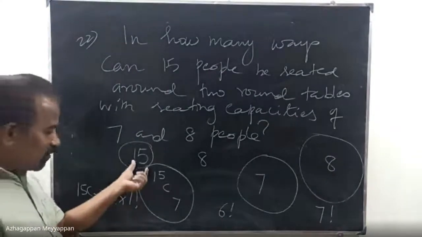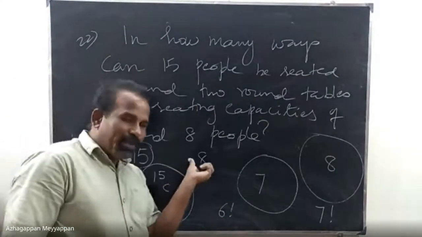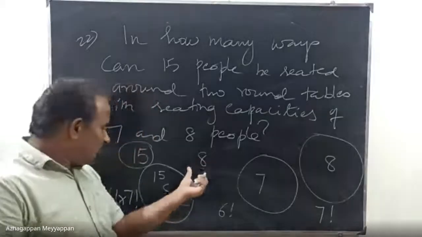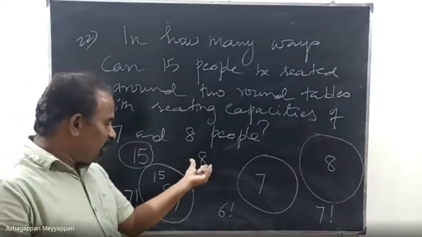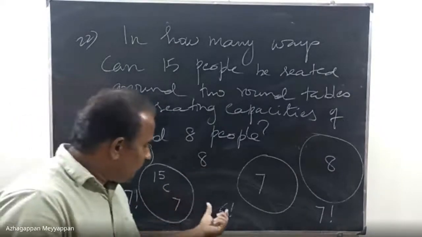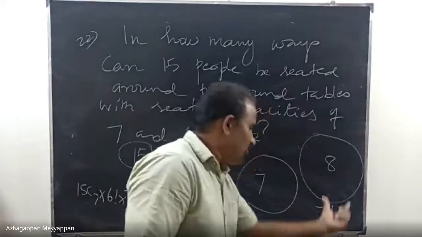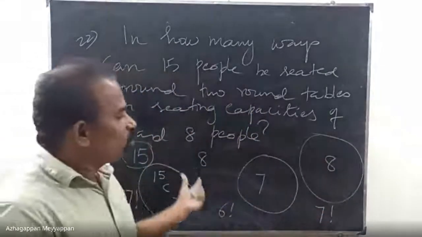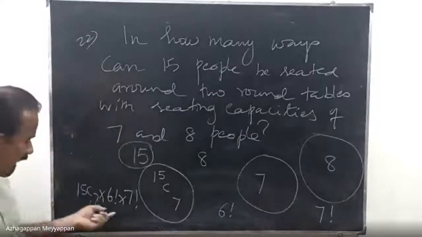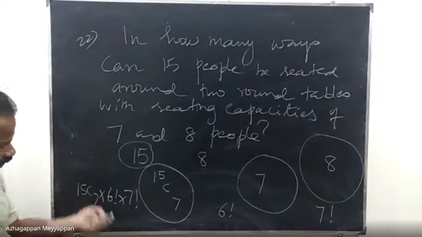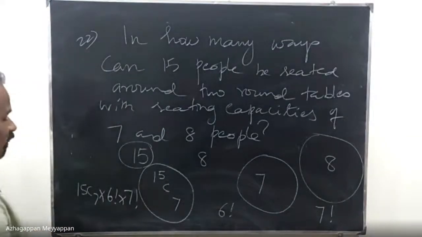If you select only one 7, you will automatically get the 8. So for each 7, you will be getting only one 8, and they sit in 6 factorial into 7 factorial ways, because there are two round tables. Understood? So therefore, the answer is 15C7 into 6 factorial into 7 factorial.